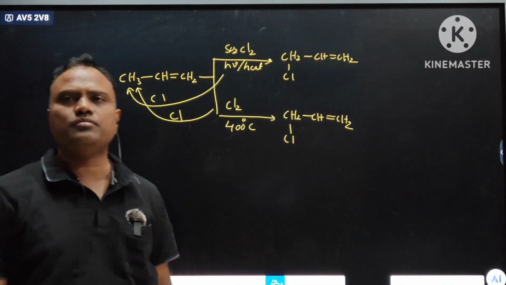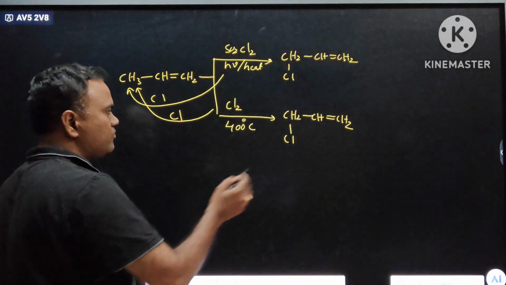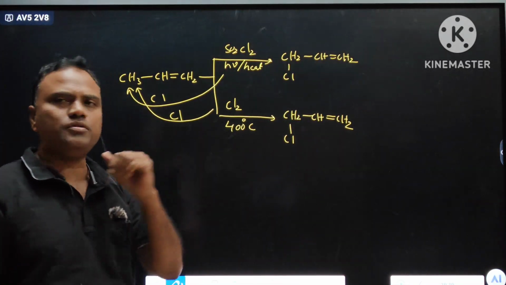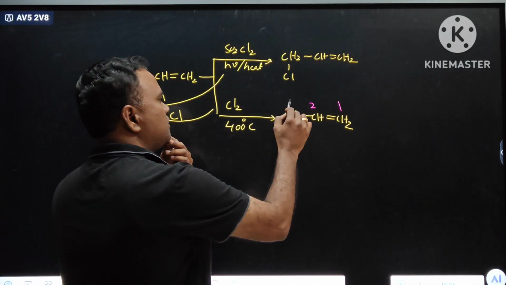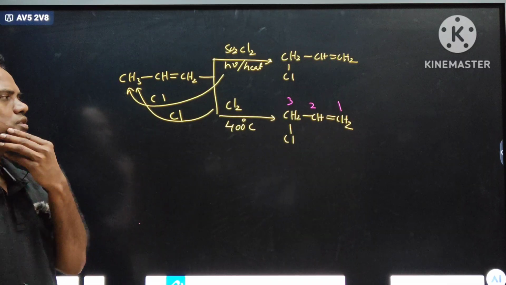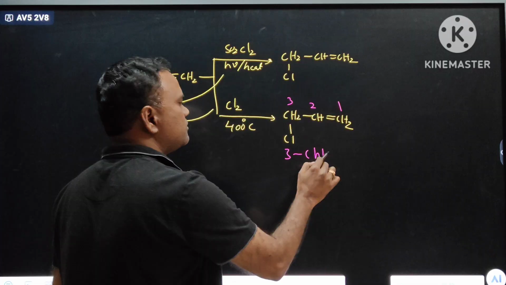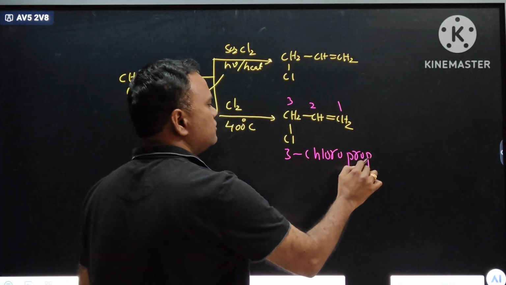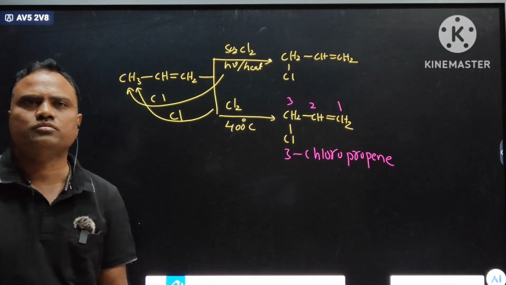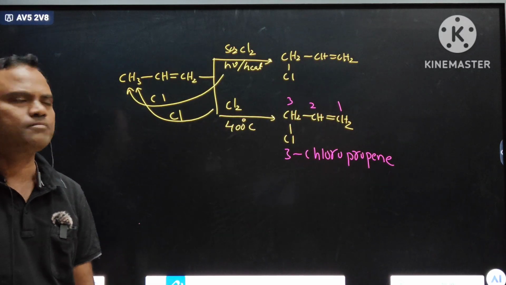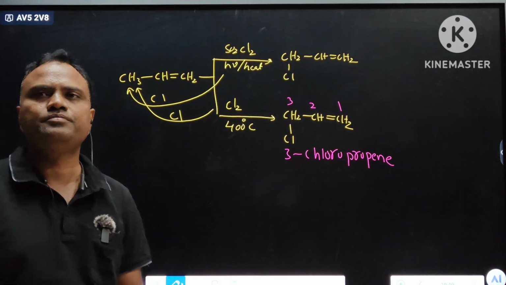What is its IUPAC name? Can you give its IUPAC name? Anybody? 1, 2, 3. It is 3-chloropropene. Third position chlorine is there. Right? Completed, all of you.